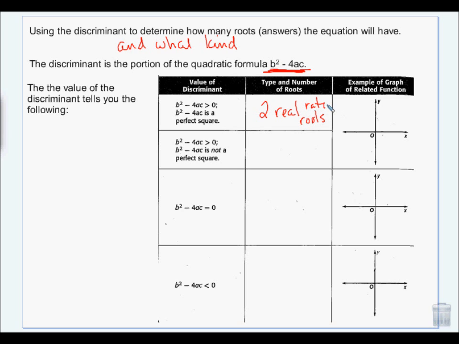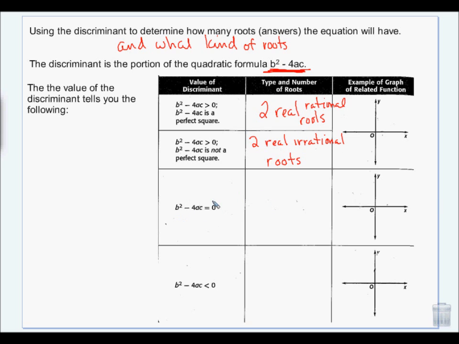Sorry, two real rational roots. If it's greater than 0, but it's not a perfect square, you get two real irrational roots. If it's a perfect square, the square root goes away, so it's rational. If it's not a perfect square, you still have a square root in your answer, so it's irrational. That's the difference between those two.